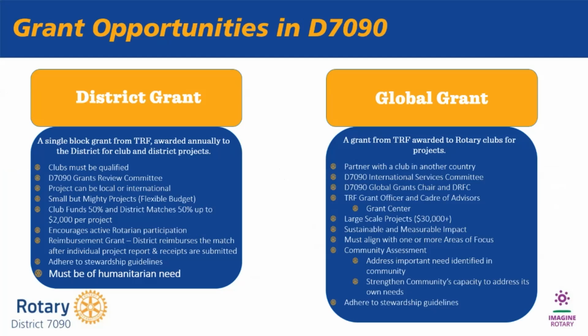So what are the grant opportunities in District 7090? There are 2 opportunities. We've got district grants and we've got global grants. A district grant is a single block grant from the Rotary Foundation. It's awarded annually to the district for club and district purposes. Clubs must be qualified, and we'll talk about what it means to be a qualified club in a little bit. There is a review committee that's made up of District 7090 Rotarians to help folks through that process.